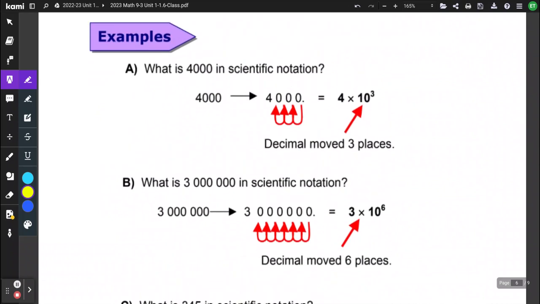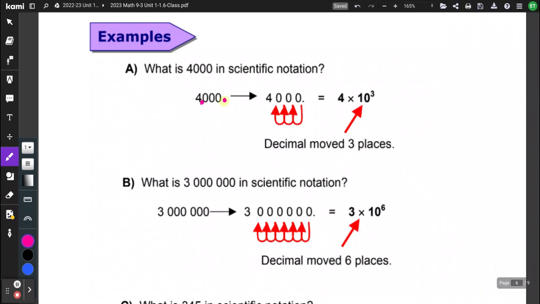Let's see if you can figure out A, 4,000. So 4,000 in scientific notation is going to look like this. So we've got to write our hiding decimal. Whoopsie, wrong color. Write our hiding decimal. Put where he belongs. Okay, and now count how many numbers are between my decimals.